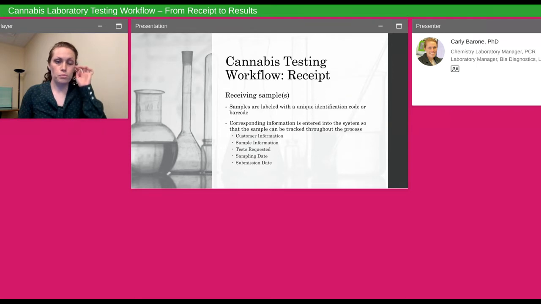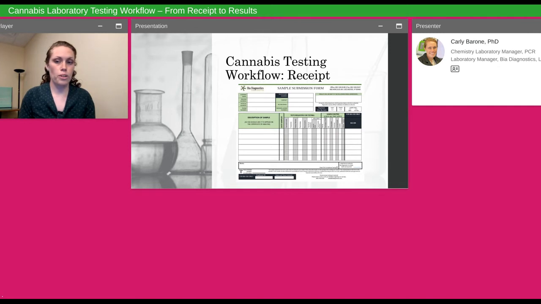So the first part of our workflow starts with us receiving a sample. So the second the sample comes in, they are labeled with a unique identification code or a barcode, and the corresponding information is entered into our system. We want to make sure that we have the customer information, sample information, the tests that are requested by the customer, the sampling date, and the submission date.